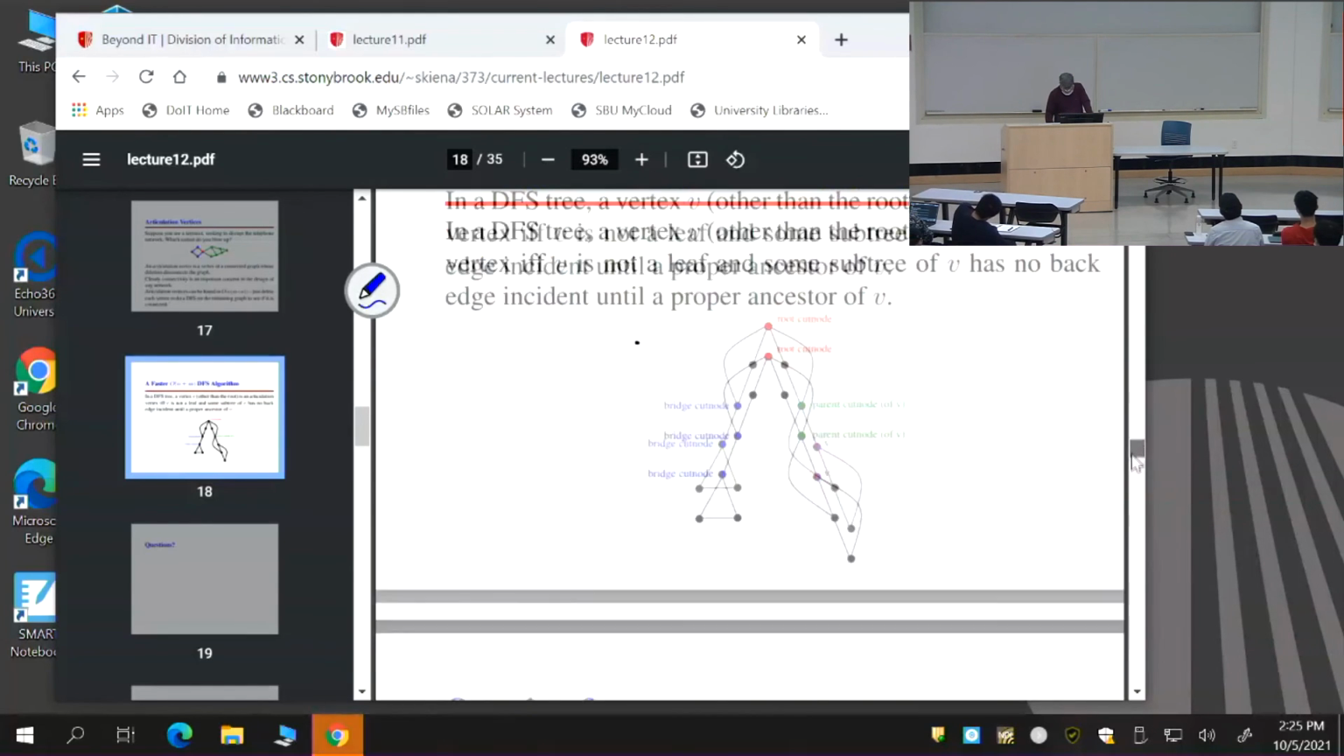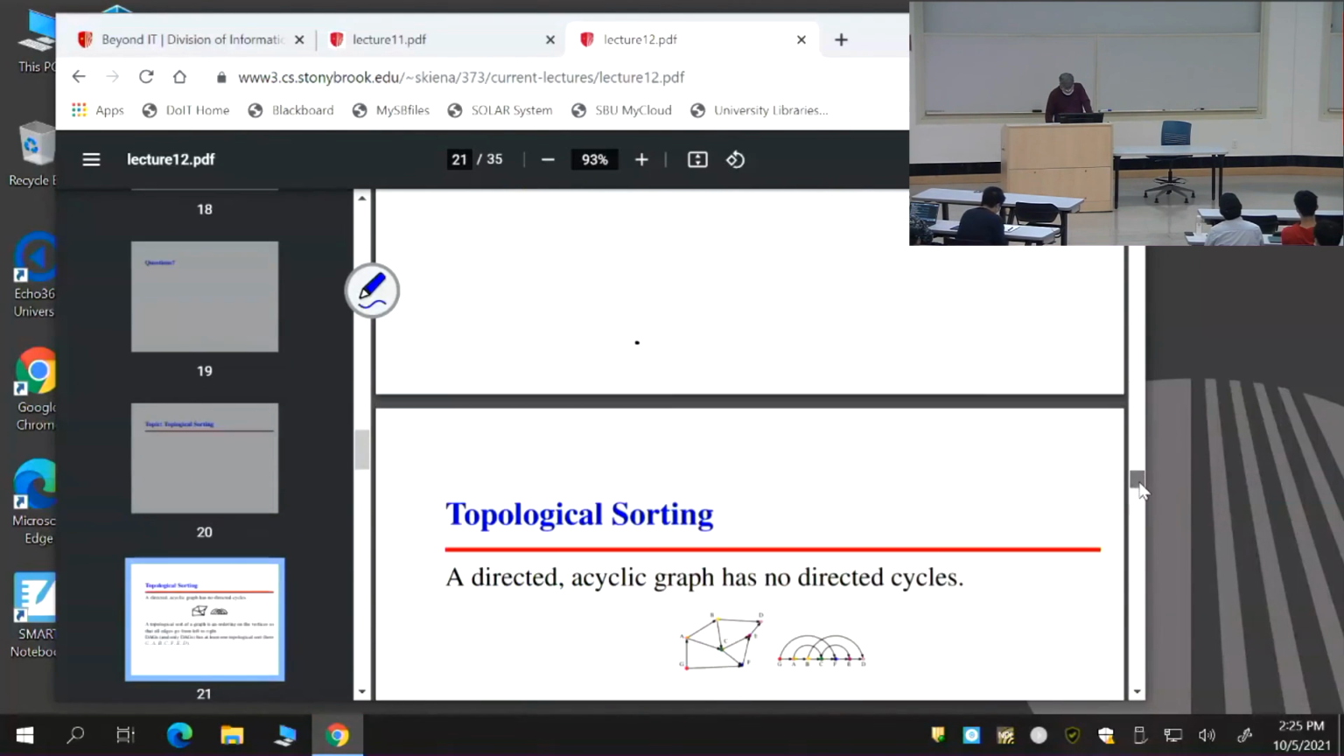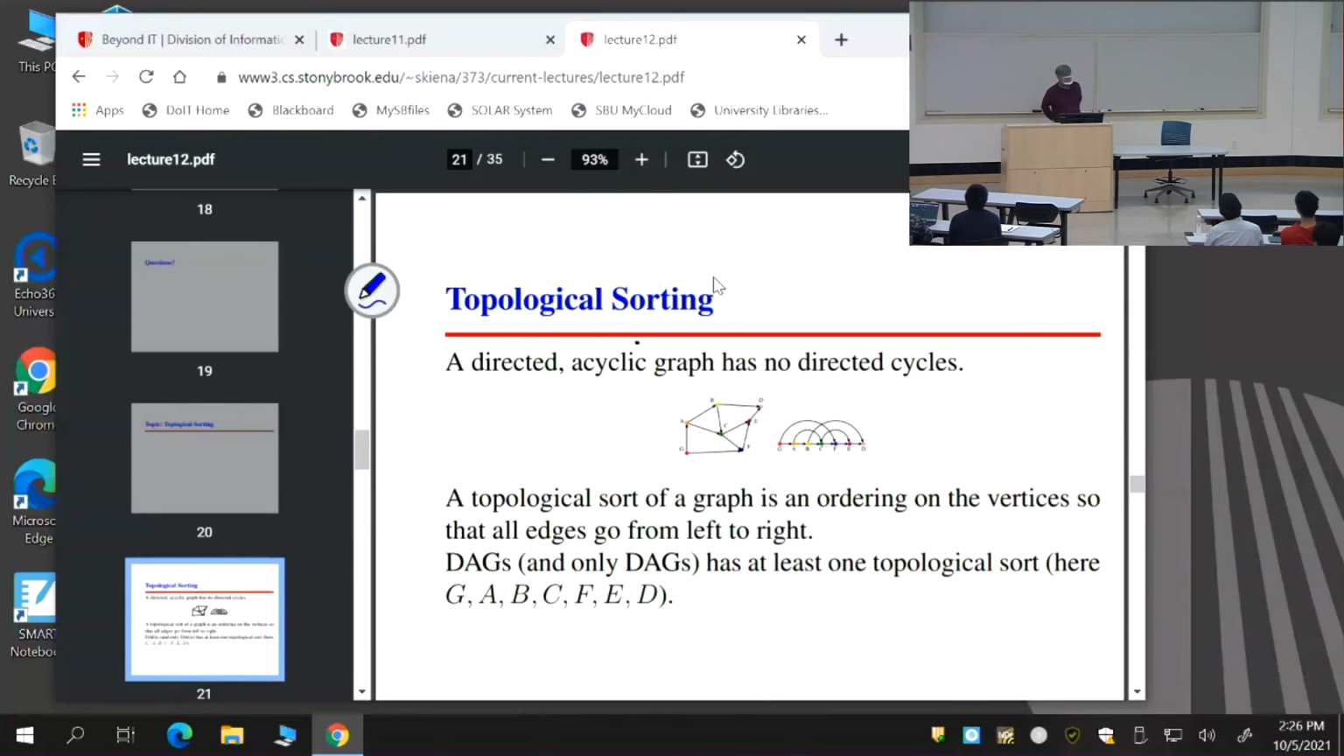Let me try another important graph application of depth-first search on a problem on directed graphs. We say that a graph is a directed acyclic graph, also known as a DAG, if it is a directed graph that has no cycles in it.